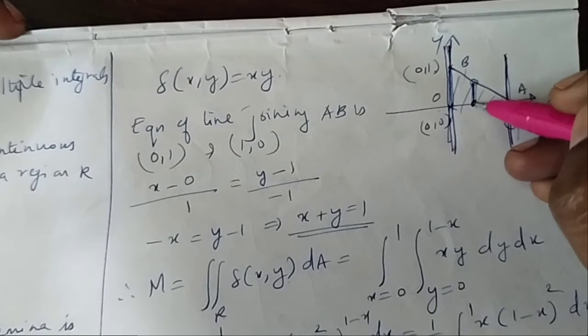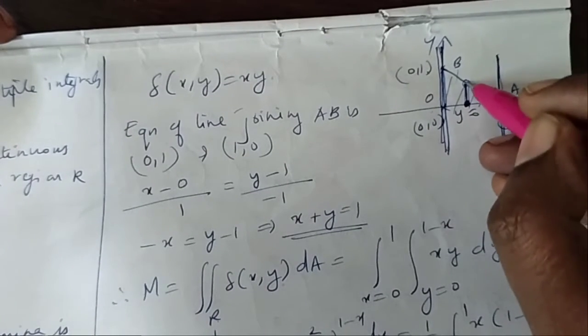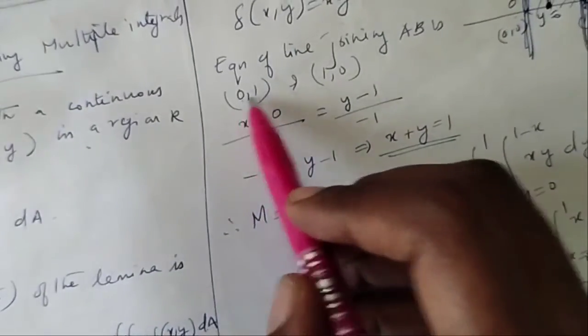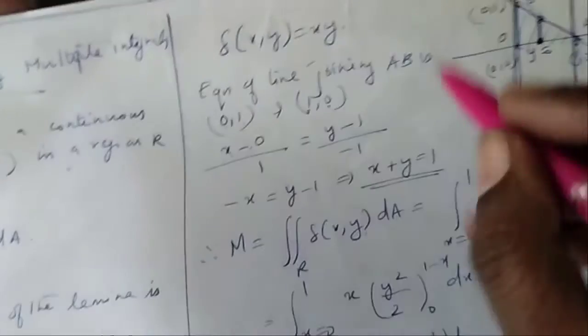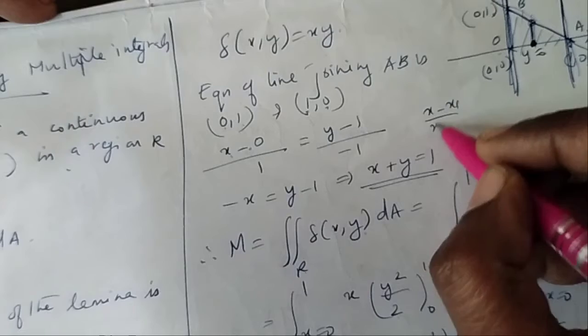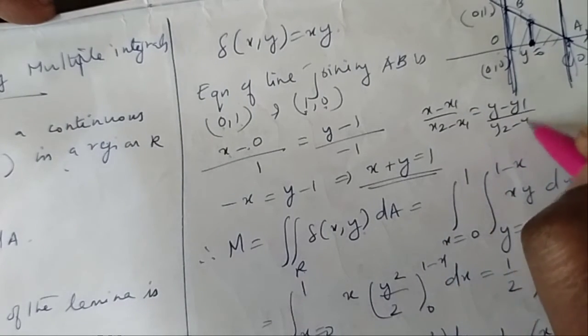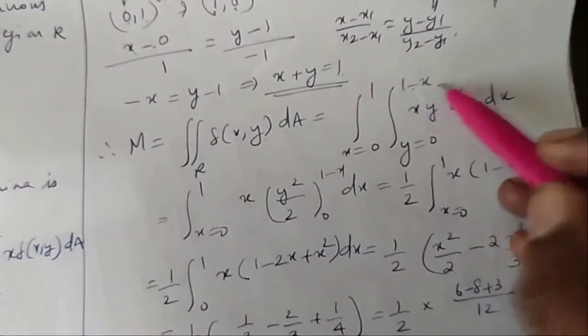Vertical strip inside the region: the lower point is y equal to 0, and the uppermost point is on this line. So we need to find the equation of this line. What is the equation of the line joining (0, 1) and (1, 0)? (x minus x1) by (x2 minus x1) is equal to (y minus y1) by (y2 minus y1). So we get x plus y is equal to 1. So y is 1 minus x.